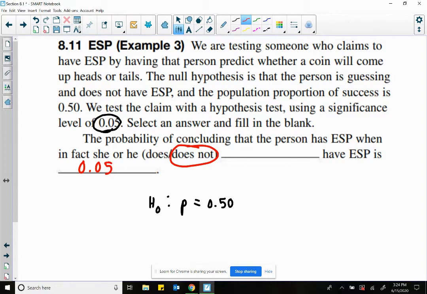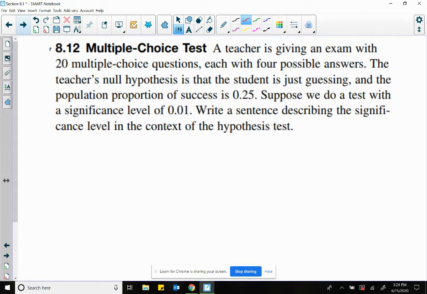So in other words, we're saying we have a 5% probability of concluding that the person has ESP when really they don't. That's the significance level. That's what it's telling us. We have a 5% probability that we're going to conclude this person has ESP when in fact they really don't. Okay? You try it. Pause the video and give it a shot.